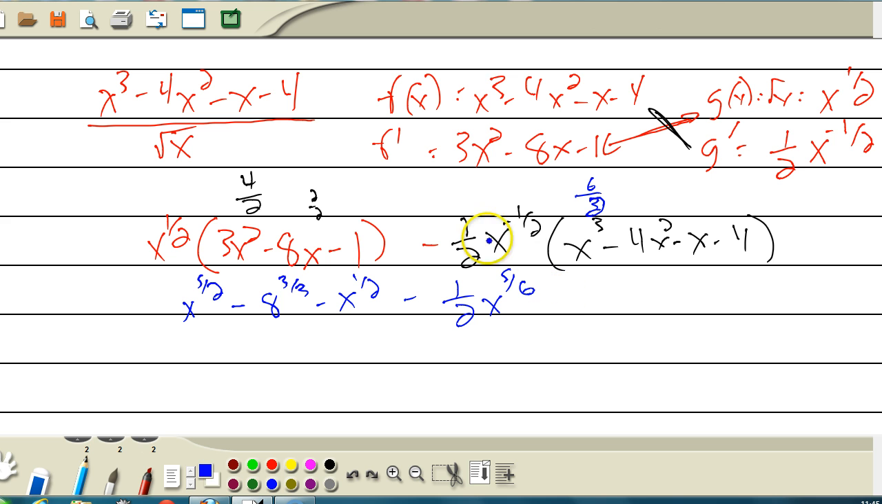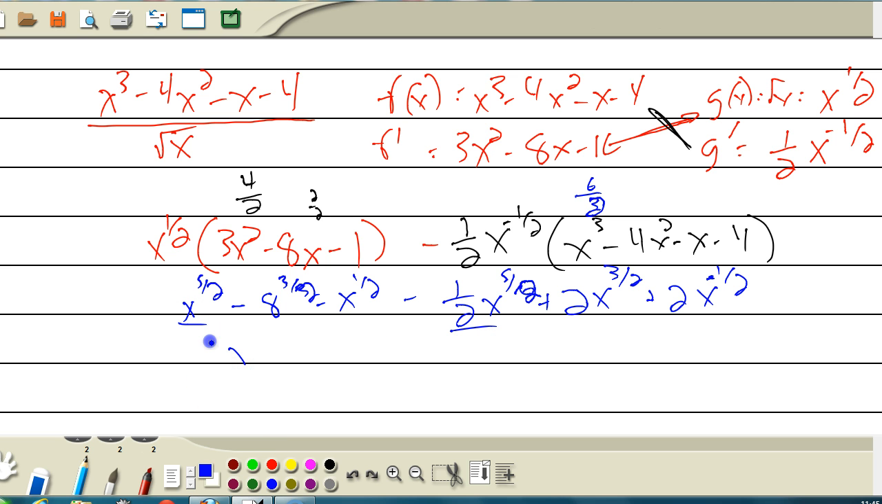Minus makes a plus. 1/2 times 4 is 2. So it's 2x to the 3 halves, and then plus 2x to the negative 1/2 power. All right. So we combine. Whoa, this should be a 2. My bad. That should be a 2. This is also a 2. So we're going to go ahead and combine like terms.